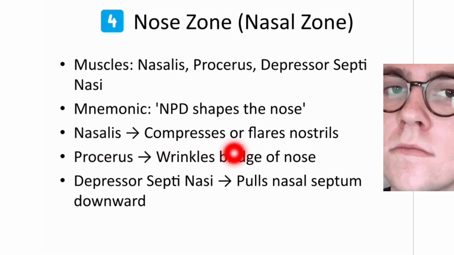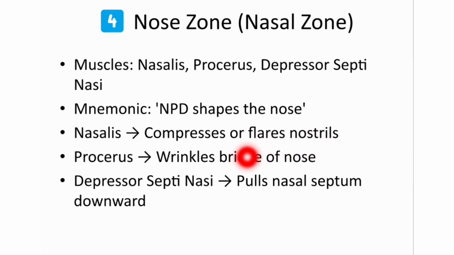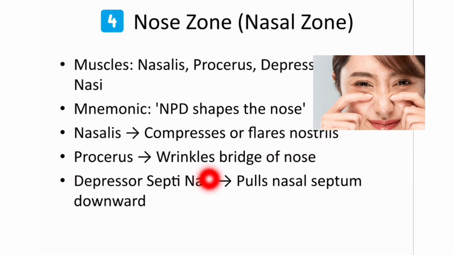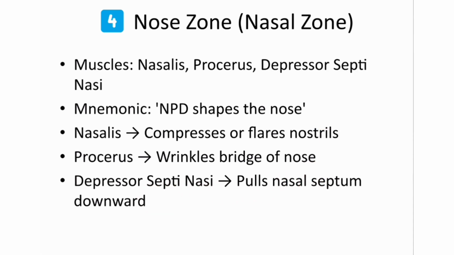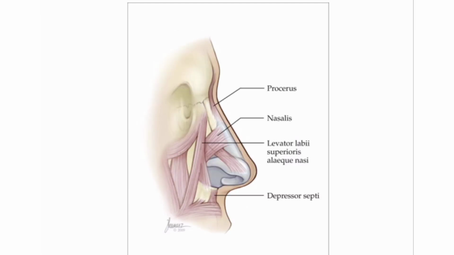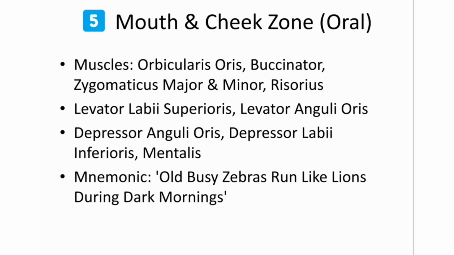Nasalis compresses or flares the nostrils. Procerus wrinkles the bridge of the nose. Depressor septi nasi pulls the nasal septum downward. So here we go. This is the nasalis, and this one is the procerus, and this is the depressor septi.